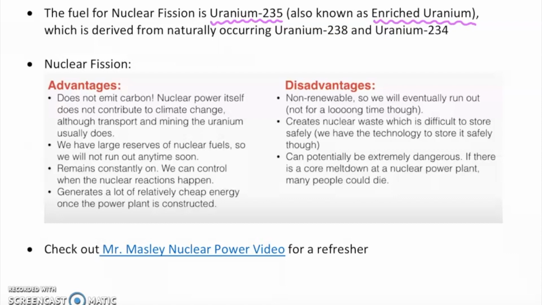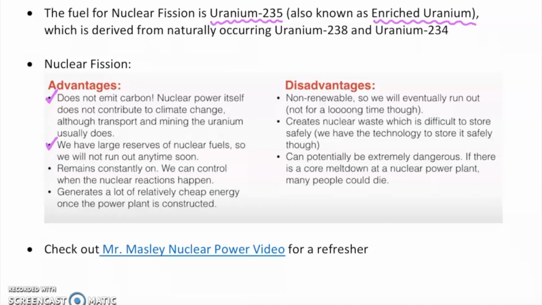A reminder of some of the advantages and disadvantages of nuclear fission. This comes when you compare nuclear power to solar or water or fossil fuels. So some of the advantages is that it's very environmentally friendly. It does not emit greenhouse gases, although we should consider and be realistic about the transportation of uranium, and that could contribute to climate change. We have a lot of nuclear fuel, a lot of uranium-235, and so we're not very concerned about running out anytime soon.